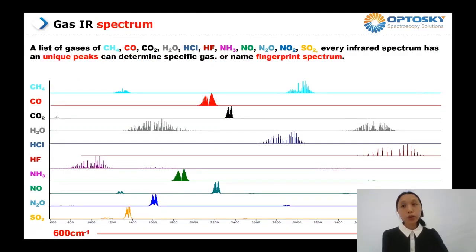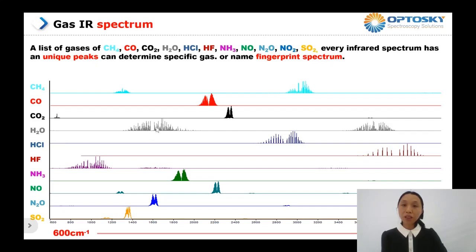On this page, we are going to show you a list of gases such as CH4, CO, CO2, H2O, HCl, and NO. Every gas infrared spectrum has a unique peak. This is the unique peak of this gas, such as in blue is CH4. This peak is focused around 1,200, with the most scattering peaks around 3,000 wave numbers.